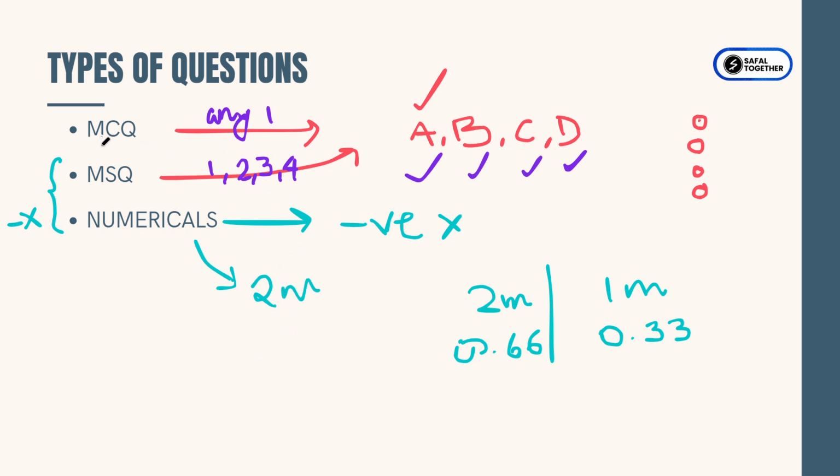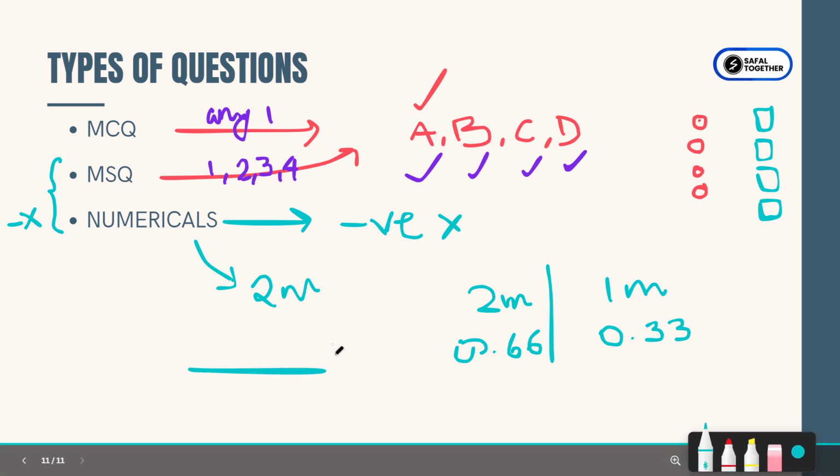Okay. In MCQ, like I said, you have these kind of buttons, whereas your MSQ would be like a checkbox. Okay, click all that applies. But like I said, it will be mentioned in the question, so do not fret about it. And your numericals would be just a dash.